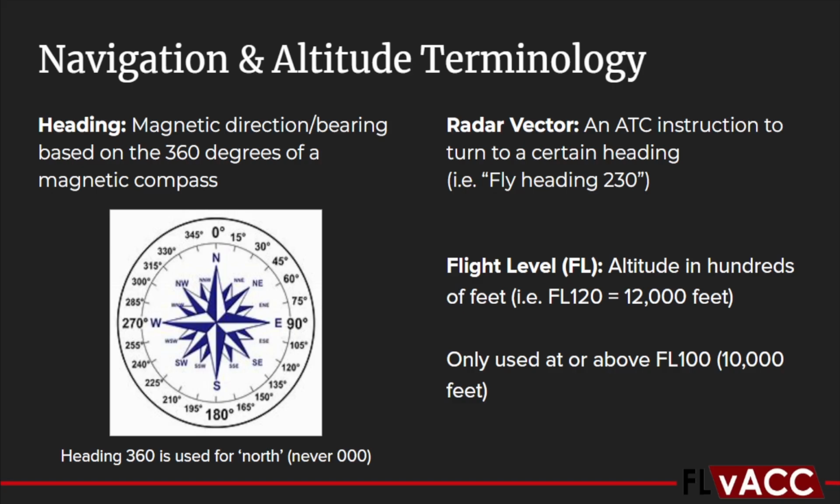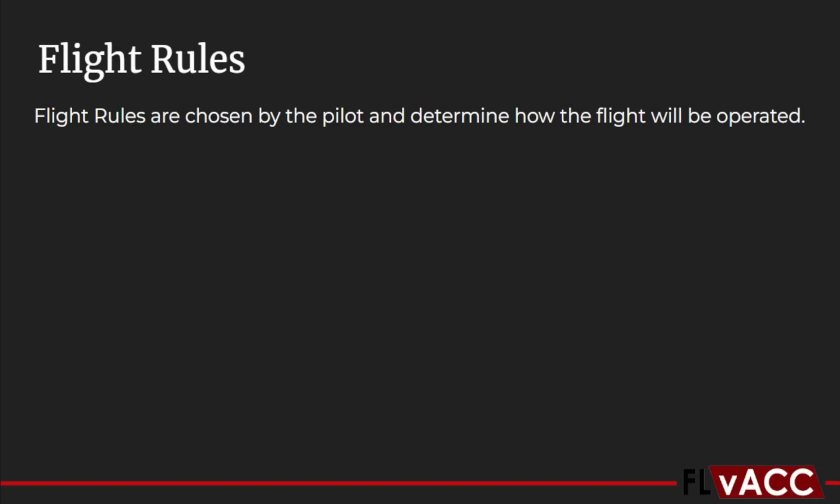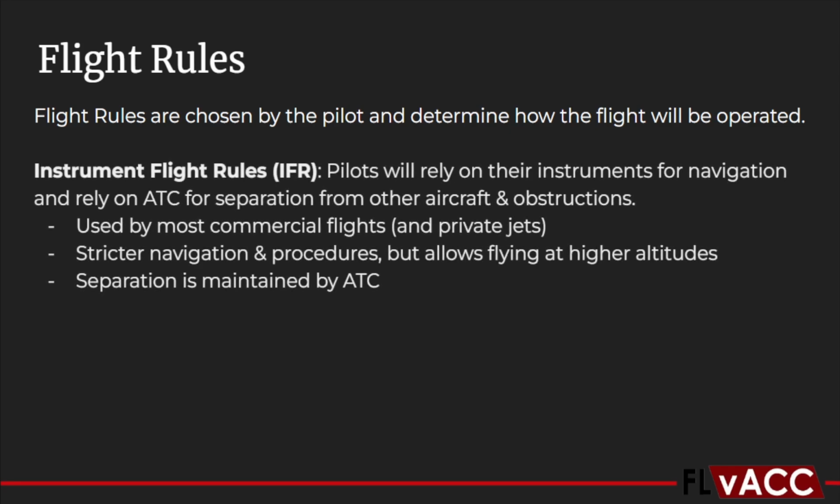Now that we've covered some basic terms, let's move on to flight rules. These are essentially sets of rules that pilots choose that determine how the flight will be operated. There are two main flight rules. IFR, or Instrument Flight Rules, is where pilots will rely on their instruments for navigation and rely on ATC for separation from other aircraft and obstructions.